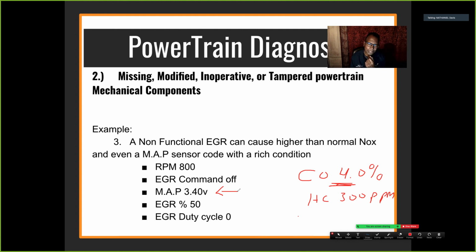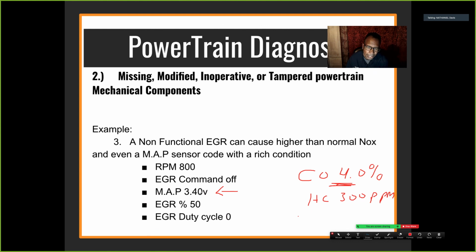So let me ask you this: if an ASE test says pick a problem, what would you say the problem is with this car? They say pick an answer. What would be your answer to the problem with this car? You already know it's running rich. What would be your answer why this car is running rich? What do you see on this picture here? I would say the EGR is stuck partially open. And you'd be absolutely right.